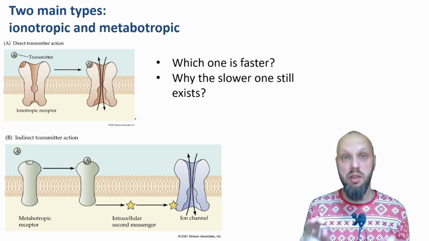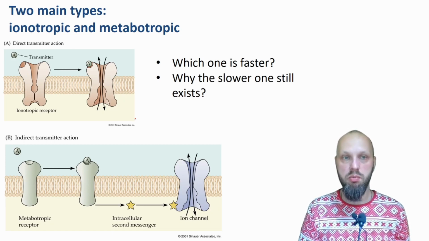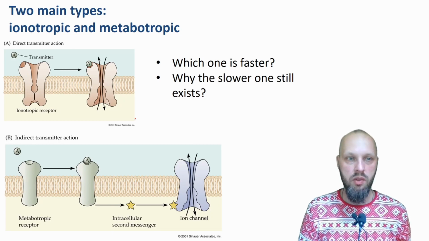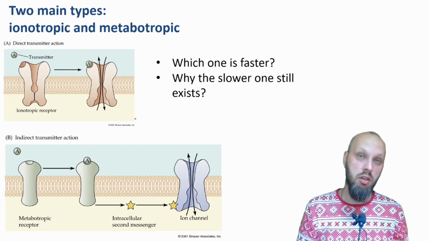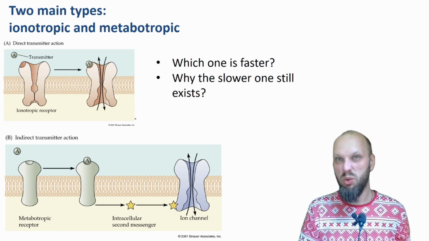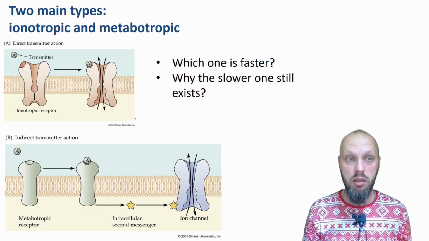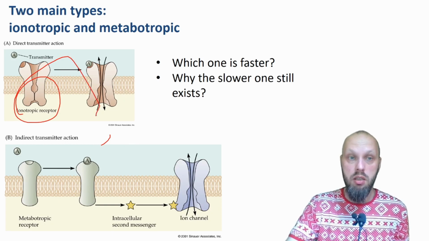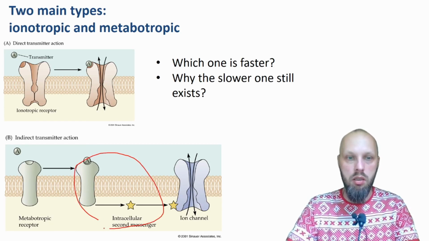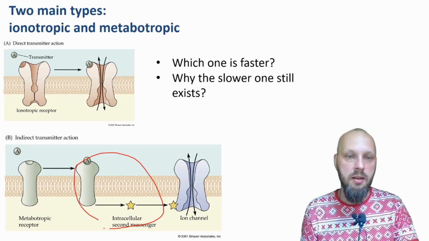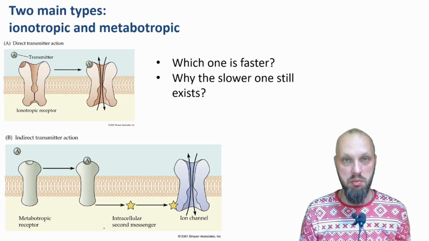Let's think about that, and let's think about two questions. First, if you look at these two approaches, in one case the receptor happens to be a channel, and in the other case the receptor is separate and the channel is separate. Which one is probably faster? Make your bets. Is direct faster or is indirect faster? You probably assumed correctly that direct is faster, because you have only one entity here. Obviously having one entity is faster than having all these middlemen, in this case middle proteins, middle cascades. Indirect transmitter action would naturally be slower, at least all other things being equal.